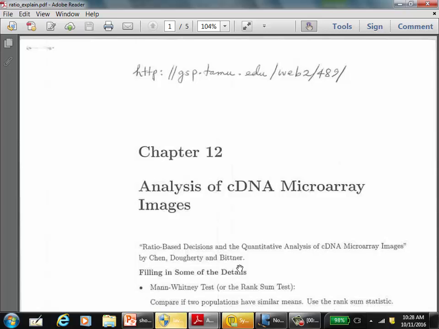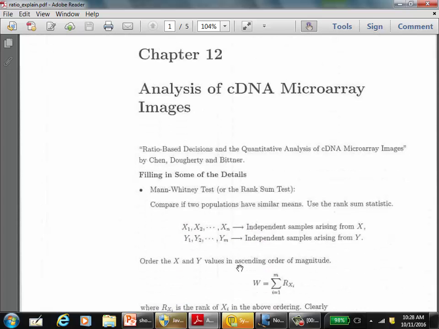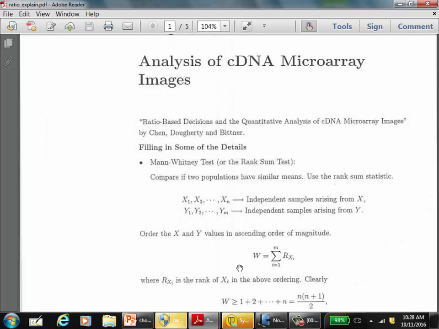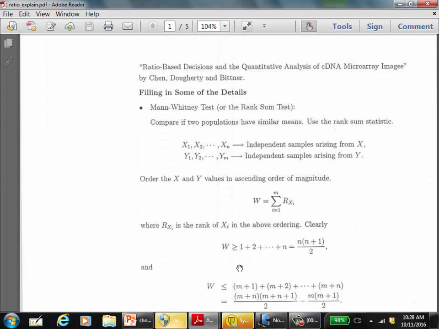So now, we are looking at the paper Ratio-Based Decisions and the Quantitative Analysis of cDNA Microarray Images, and we're trying to fill in some of the details. The first thing I want to fill in is the Mann-Whitney test, or the rank sum test. So what do you do in this test? The key question you're asking is, there are two different populations, and I want to know if they have similar means.